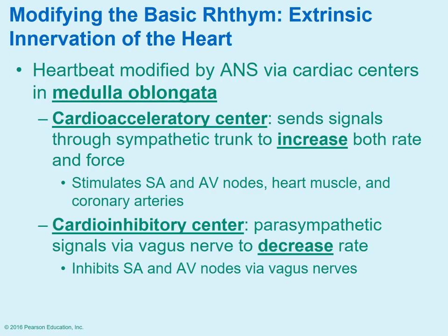division. The cardioinhibitory center is when the parasympathetic signal is going to send a message to the vagus nerve to decrease the rate. How does it decrease the rate? It inhibits the SA and AV nodes. Slows everything down. Remember, sympathetic is fight or flight. Parasympathetic is rest and relax.